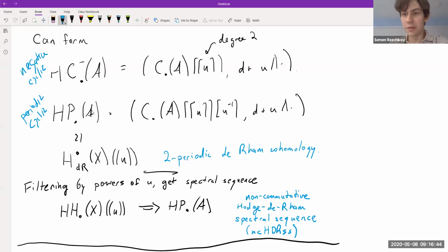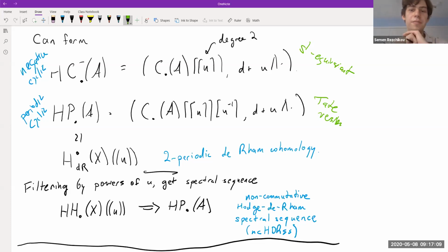This is some kind of S1-equivariant version of Hochschild homology. When you have an action of S1, you build S1-equivariant complexes, and then you can invert the equivariant parameter. That gives you some kind of Tate version of the S1-equivariant homology. That's called periodic cyclic homology.